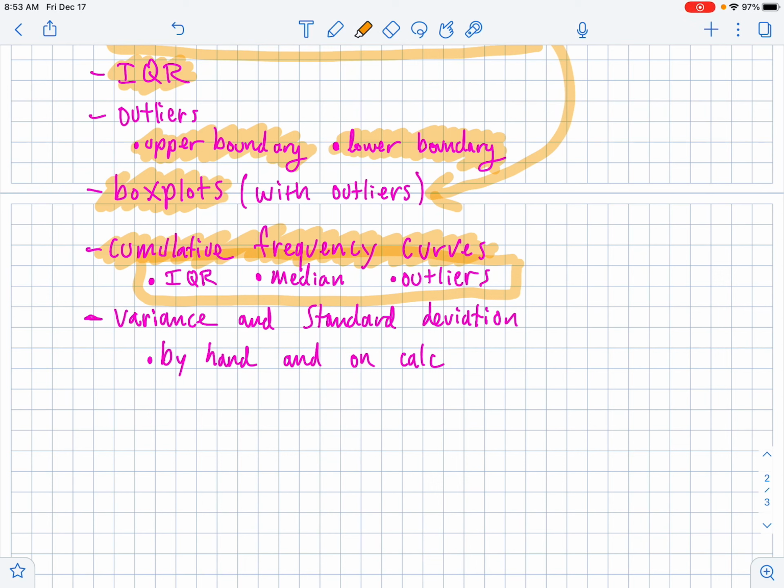Last topic was variance and standard deviation. Remember, variance is just standard deviation squared, so they're very similar things. They both talk about the spread of the data. Know how to find these on a calculator and by hand.